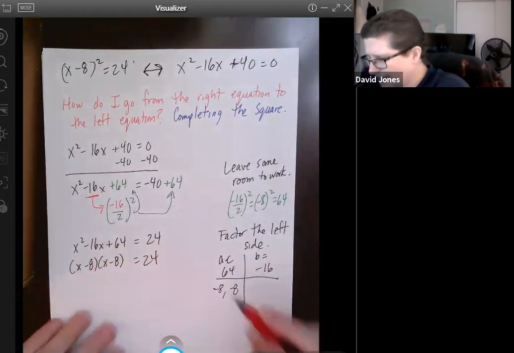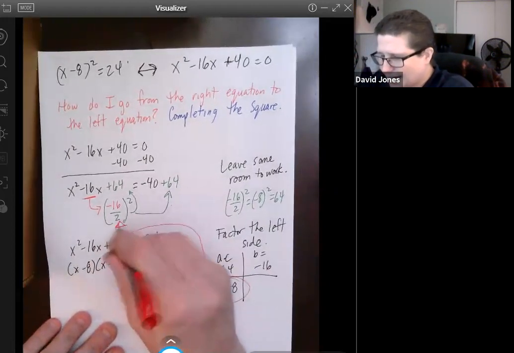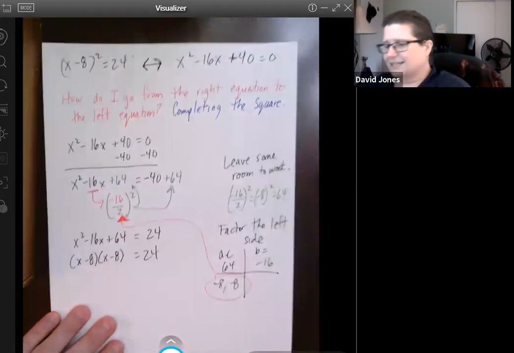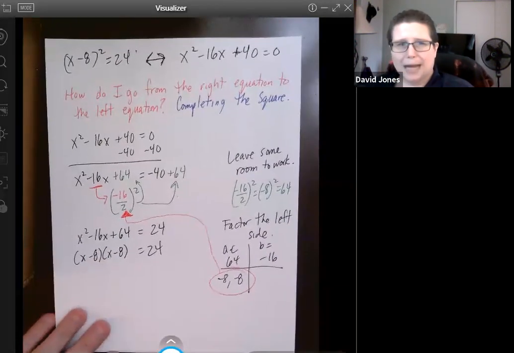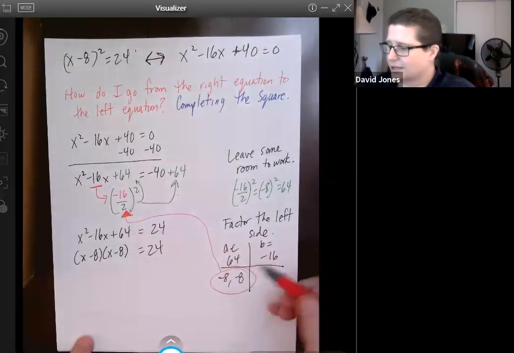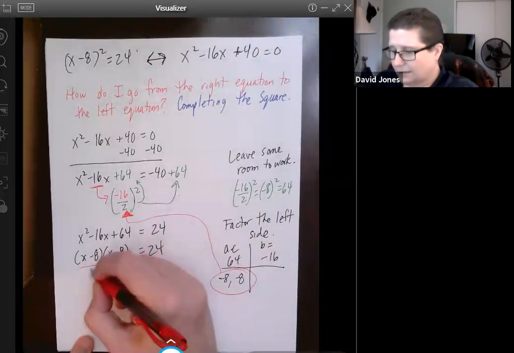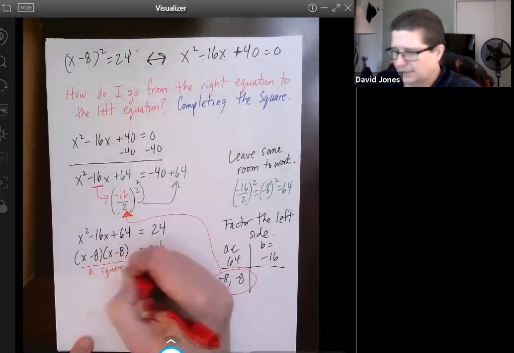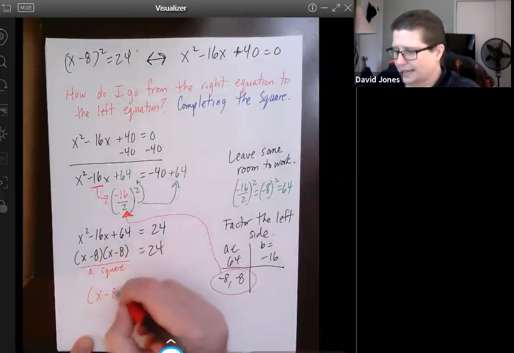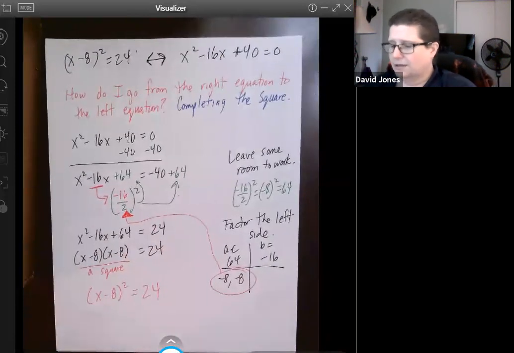Notice negative 8 is that value right there, negative 16 over 2. So you can bypass that approach, bypass the factoring. You already will have the factors. This is called completing the square because this is a square. I can write that as x minus 8 squared equals 24. And then do the square root approach like we just did.